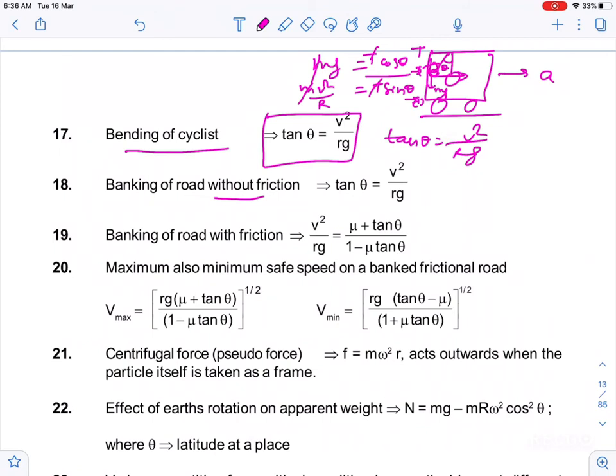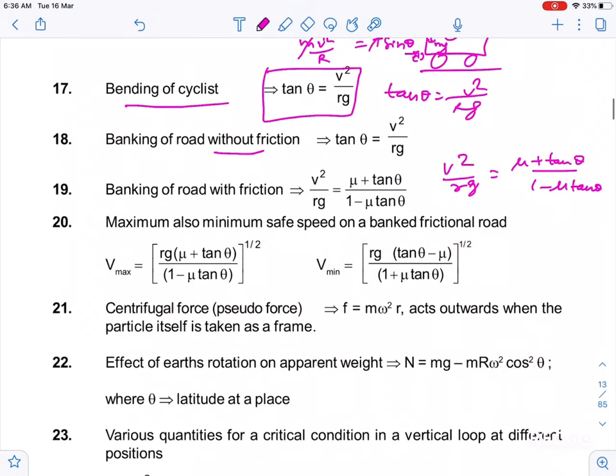Banking of the road with friction, you can write v square by rg. I will also discuss all these parts in my videos. See guys, this is just a quick revision, so I'm not going to give you all the reasoning. So v square by rg is equal to (mu plus tan theta) upon (1 minus mu tan theta).